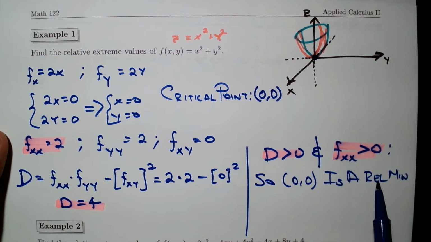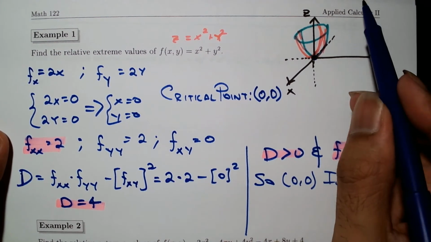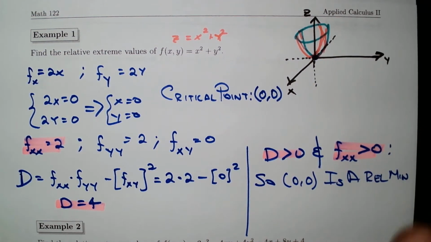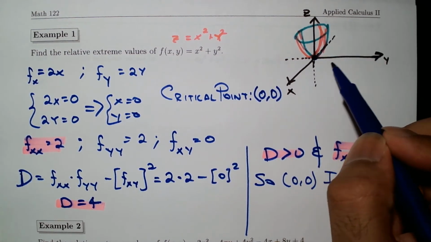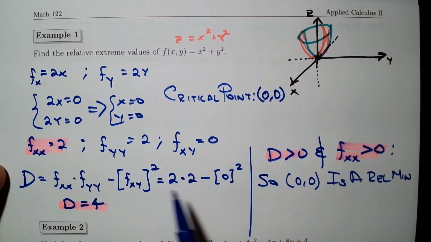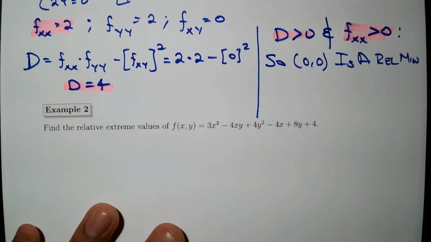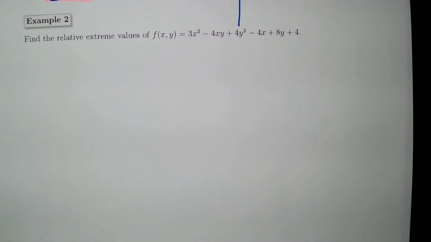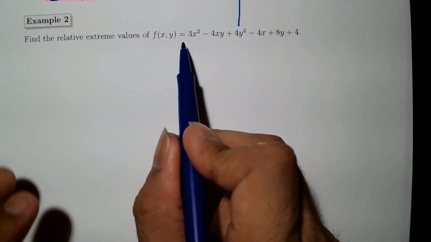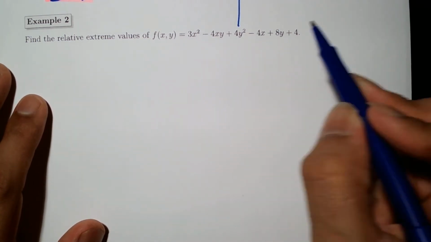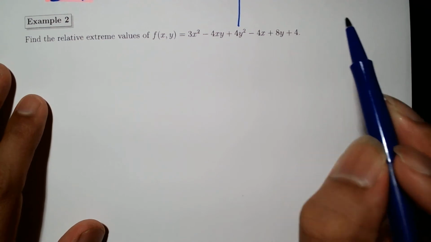Notice how everything is consistent. Again, in future exercises, we are not going to do this drawing. I just wanted to make a quick connection between the geometric way and the analytic way. So from now on, we're going to do everything the analytical way. So let's look at another example. We're going to find the relative extreme values of f of x, y equals 3x squared minus 4xy plus 4y squared minus 4x plus 8y plus 4.